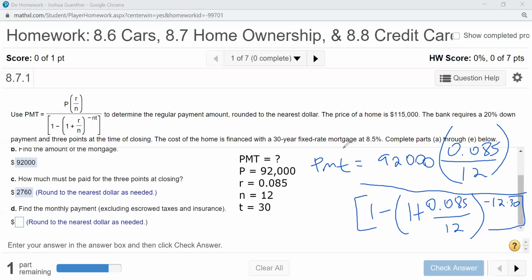So let me do this computation. And we're going to end up with a payment of about $707.40. Now it wants us to round to the nearest dollar. I won't make that mistake twice. So we round it to 707.